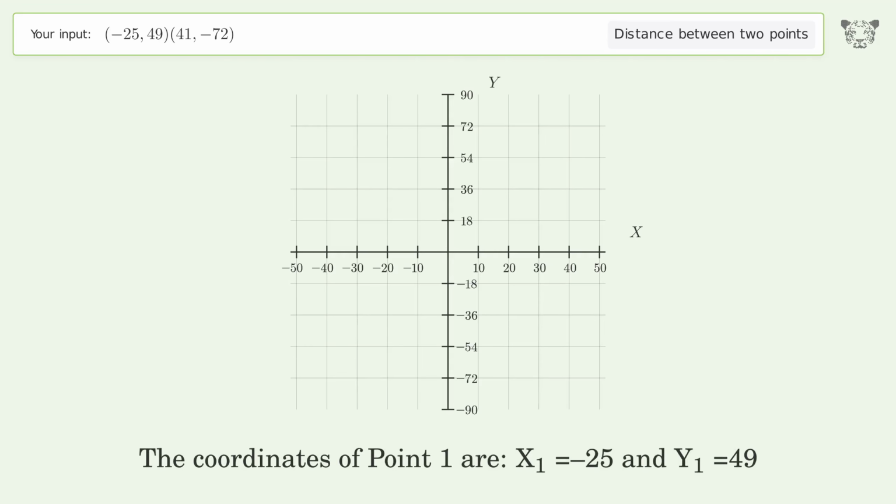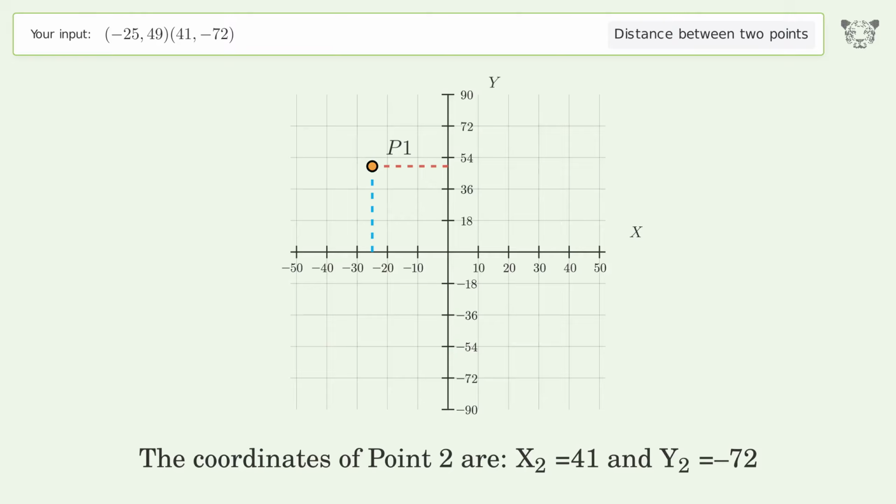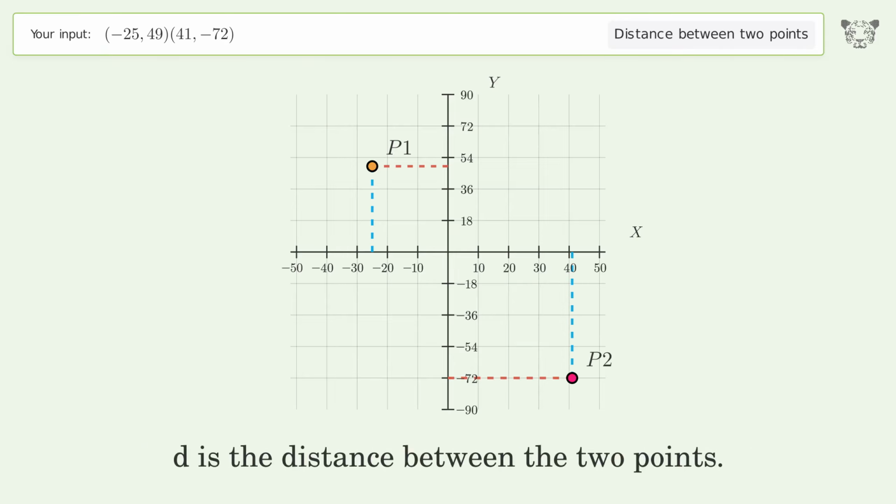The coordinates of point 1 are x1 equals -25 and y1 equals 49. The coordinates of point 2 are x2 equals 41 and y2 equals -72. D is the distance between the 2 points.